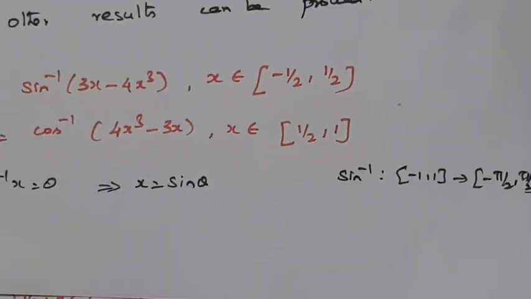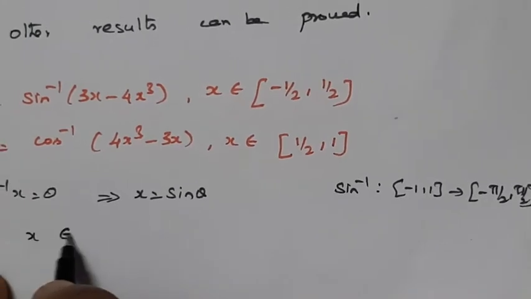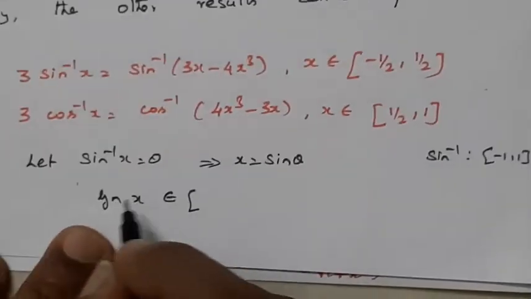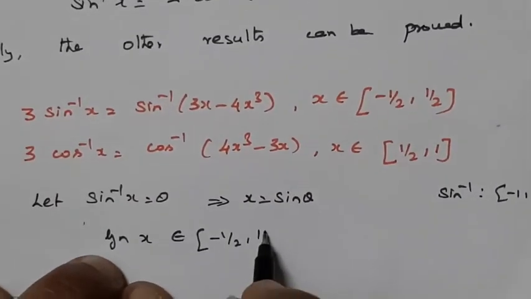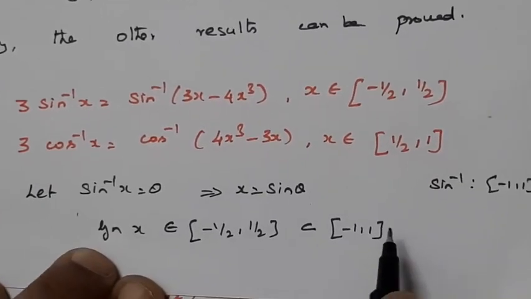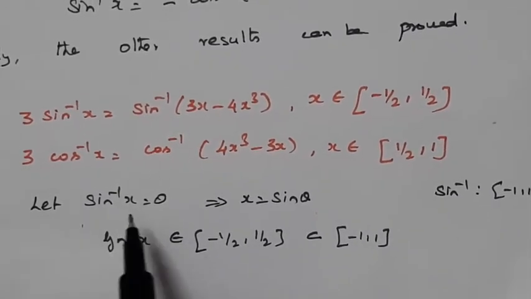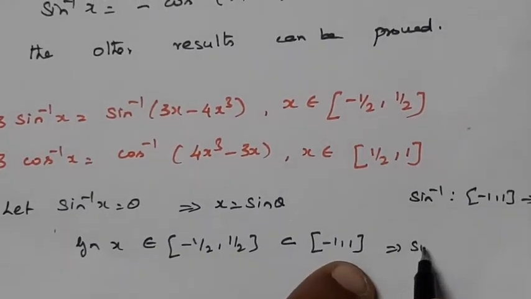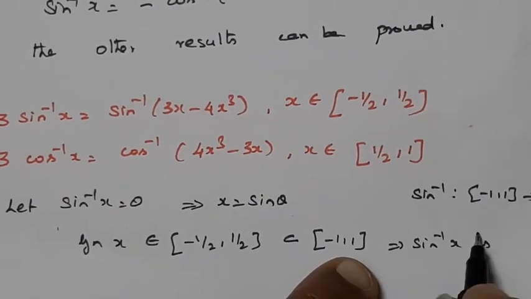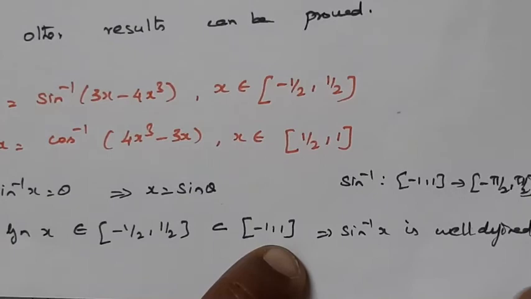Here, given x belongs to the closed interval minus 1 by 2 to 1 by 2, which is contained in the closed interval minus 1 comma 1. Therefore, clearly x belongs to the domain, and hence sin inverse of x is well defined. So, this implies that sin inverse of x is well defined, as it clearly belongs to the required domain.